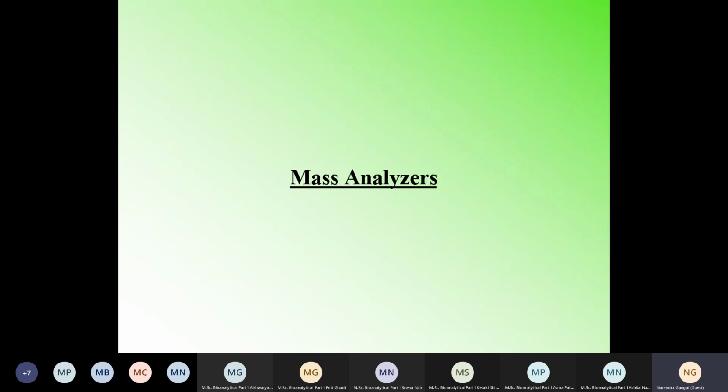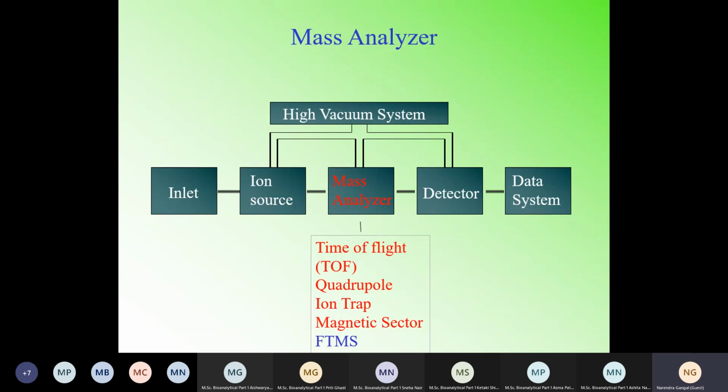Next time we are going to study mass analyzers. We will start with the quadrupole, then the ion trap, then the magnetic sector, and then the time of flight. These are the four mass analyzers shown in red. Once we cover mass analyzers, we will study detectors as well. Maybe in the next two sessions we will complete basic mass spectrometry.